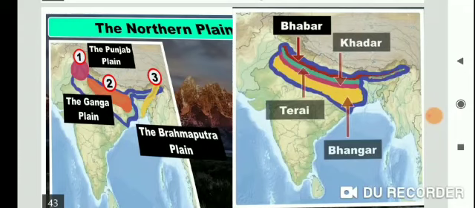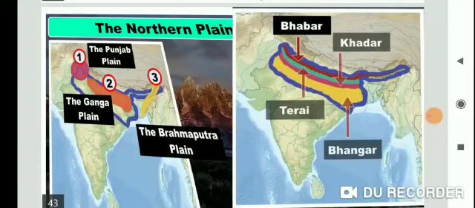Punjab plain is the western part of the plain, and see this area for the western part of the plain. It has been formed by the Indus and its many tributaries. The largest part of this plain lies in Pakistan. The Indus and its tributaries like Jhelum, Ravi, Satluj, Beas and Chenab originate in the Himalayas. The Punjab plain is also dominated by Doabs, and Doab means two waters.